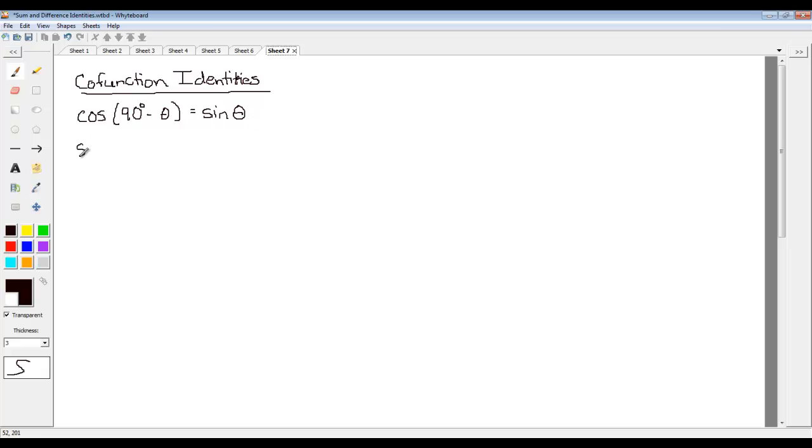And then sine is related to cosine by being the shift of pi over 2. So this cofunction identity is true as well. And if this is true for cosine and sine, this is also going to be true for their reciprocals. So you can say secant of 90 degrees minus theta equals cosecant theta. You can also say cosecant of 90 degrees minus theta equals secant theta.